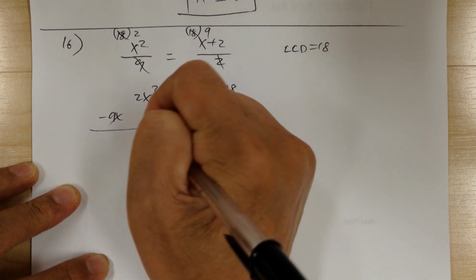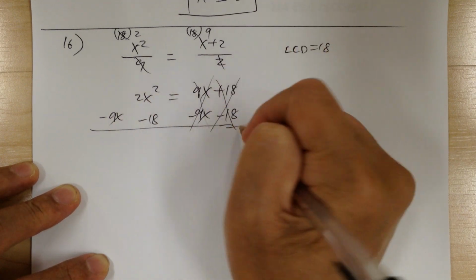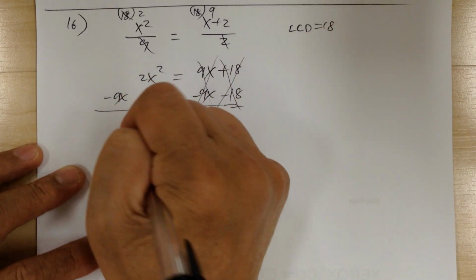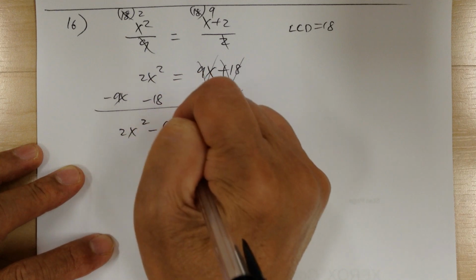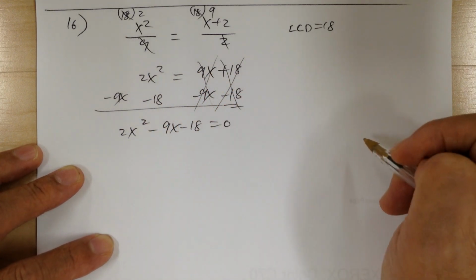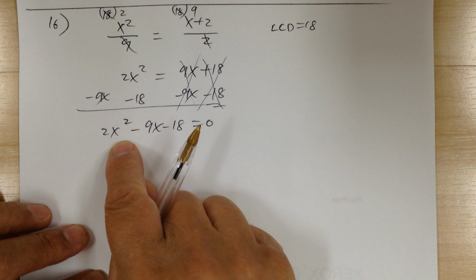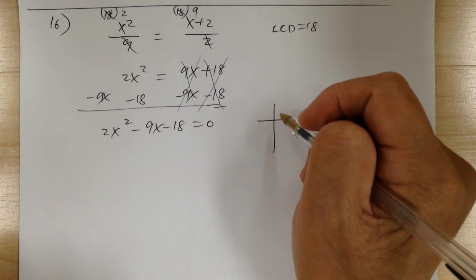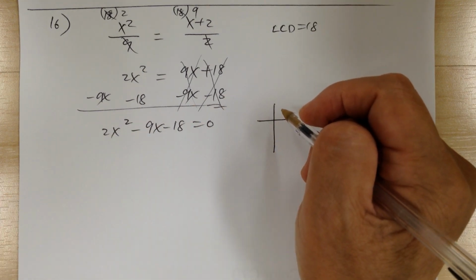Okay, minus 18 on both sides, so that this cancels out. Okay. So I got 2x squared minus 9x minus 18 equal to 0. Okay, now I have to do the factoring to solve. So go through the steps.